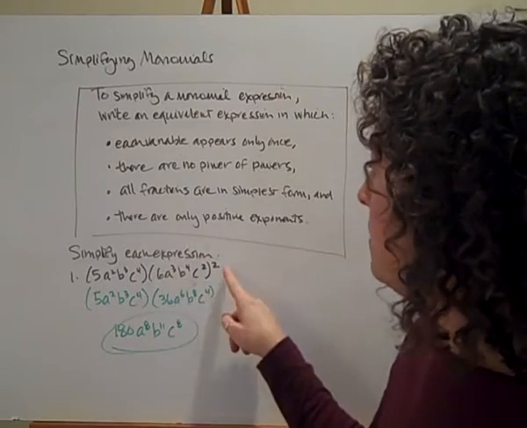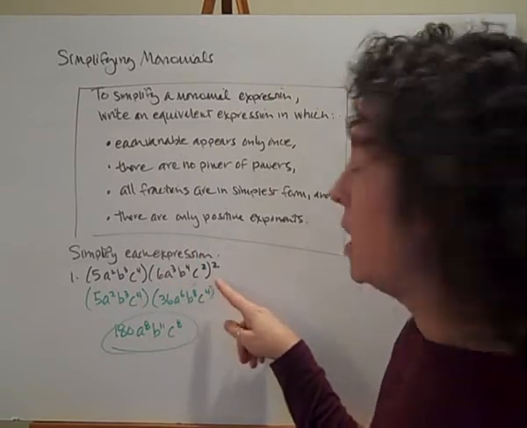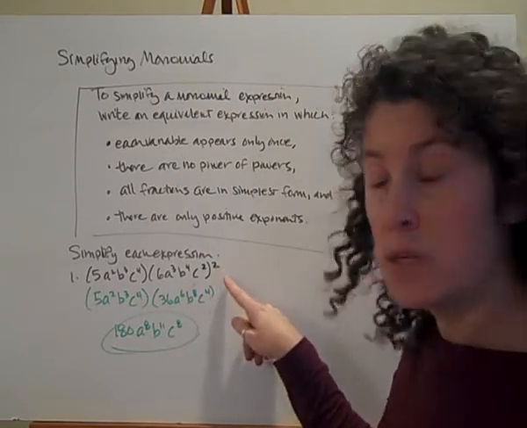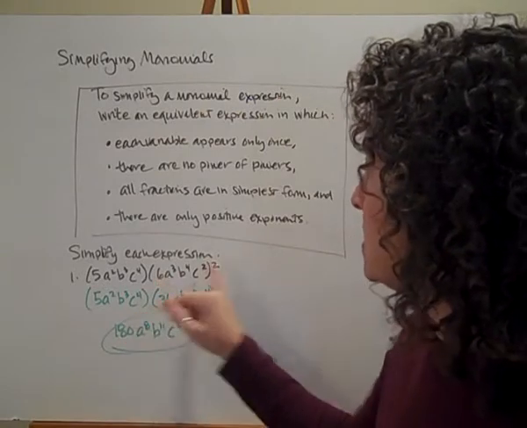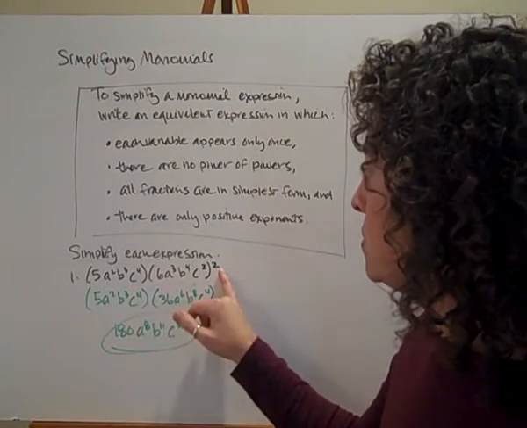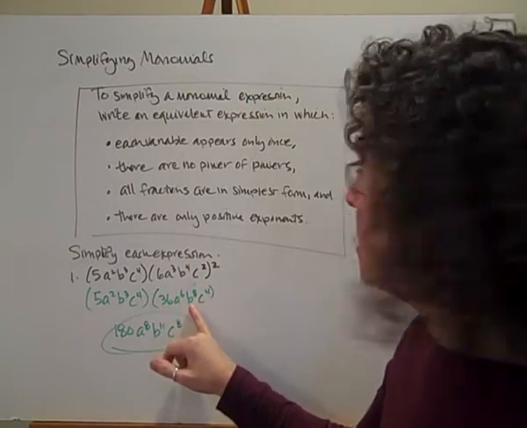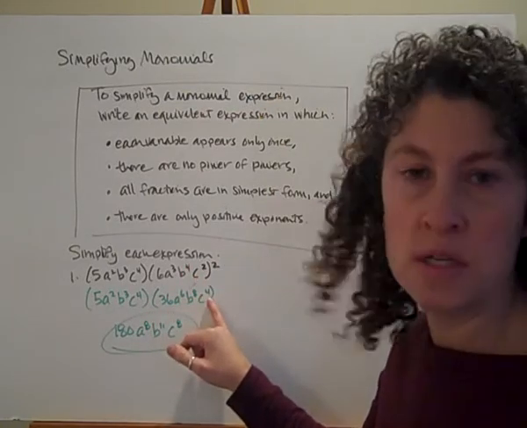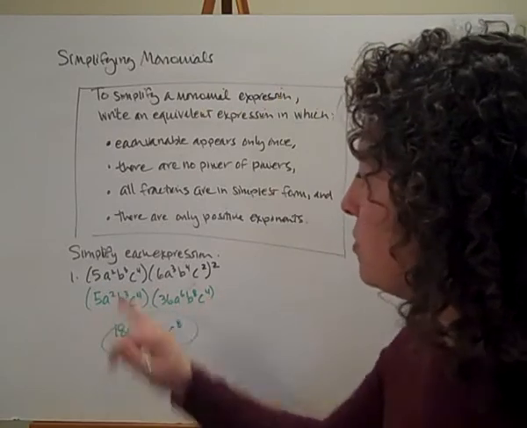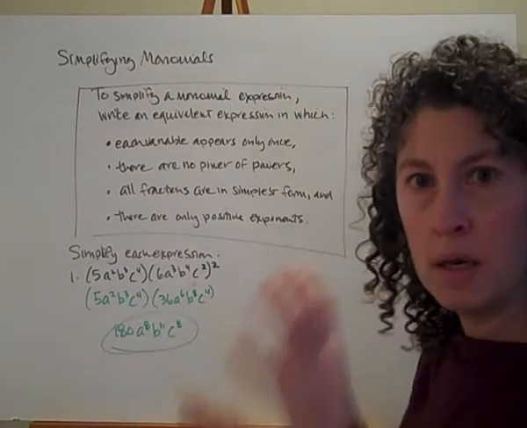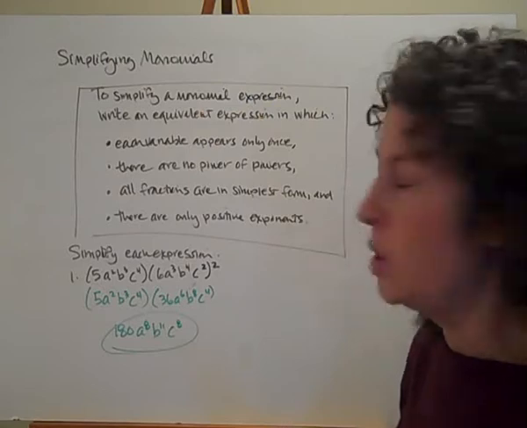So for this one, I'm going to start with this second monomial, and I have a power of a power here, so I'm going to deal with that first. My 6 squared is 36, a cubed squared is a to the 6th, b to the 4th to the 2nd power is b to the 8th, and c to the 2nd to the 2nd power is c to the 4th. Okay, now since both of these are just monomials, I can put bases together that belong together.